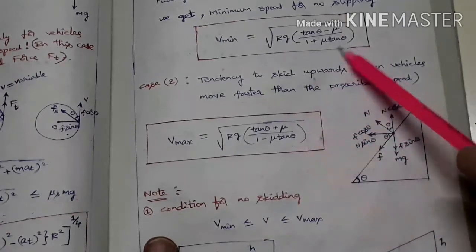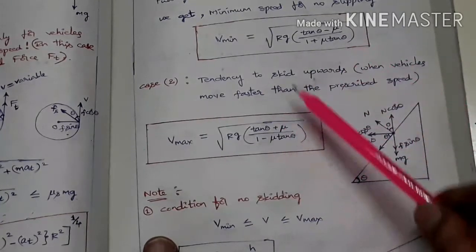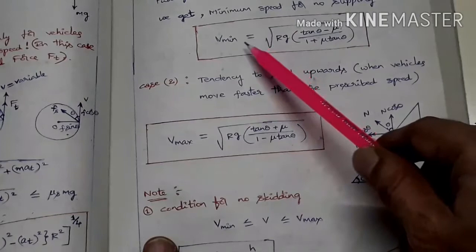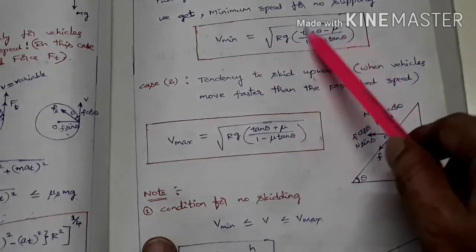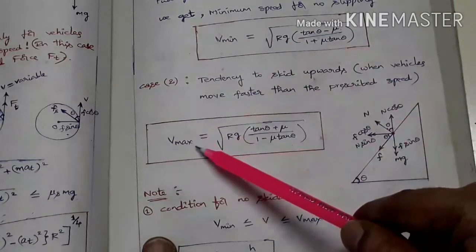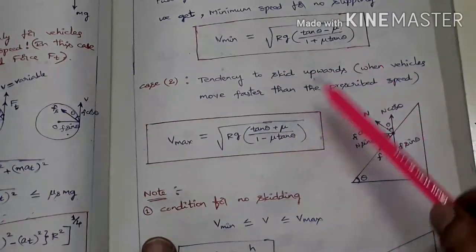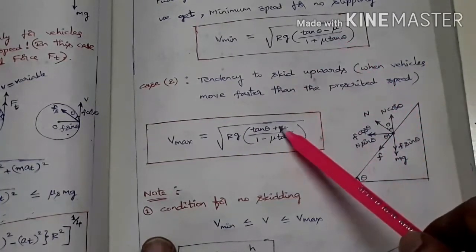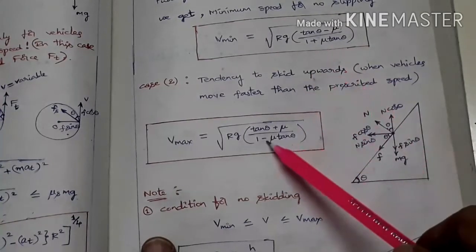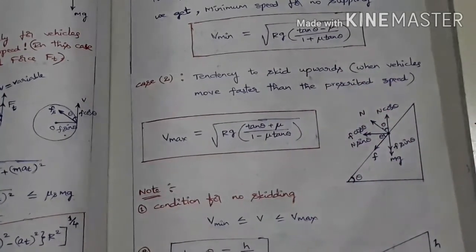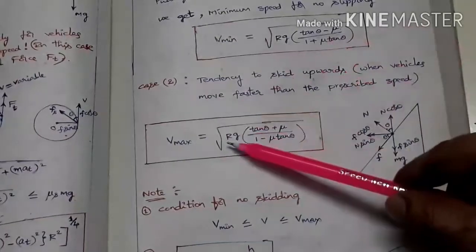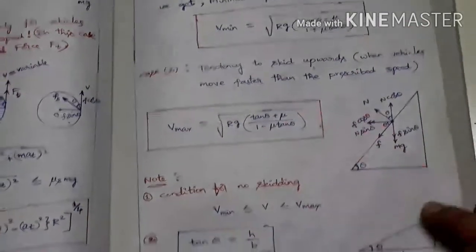So compare these two formulae, no need of any confusion here. Since this is the minimum value, in the numerator the value is minimum: tan theta minus mu. Here for V max, in the numerator, tan theta plus mu. So compare in this direction. Where you are getting minus, you are getting plus here. In the denominator, here we are getting plus, here we are getting minus. So these are the minimum and maximum safe velocity values.